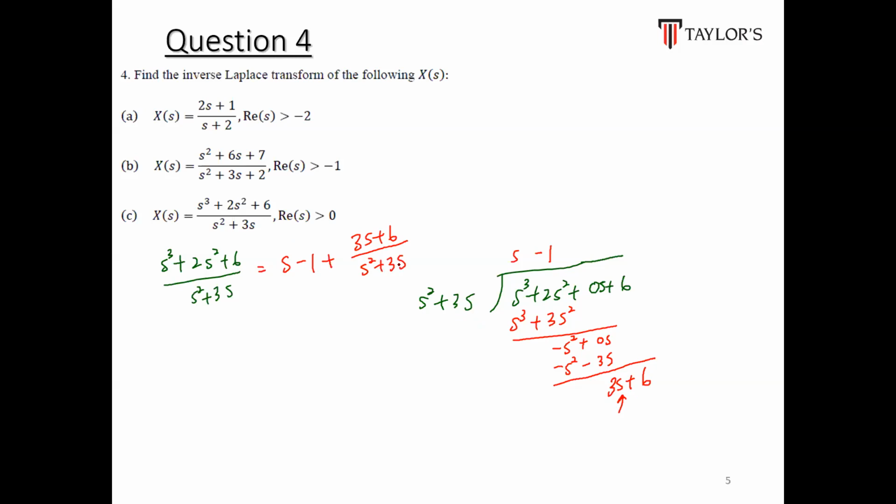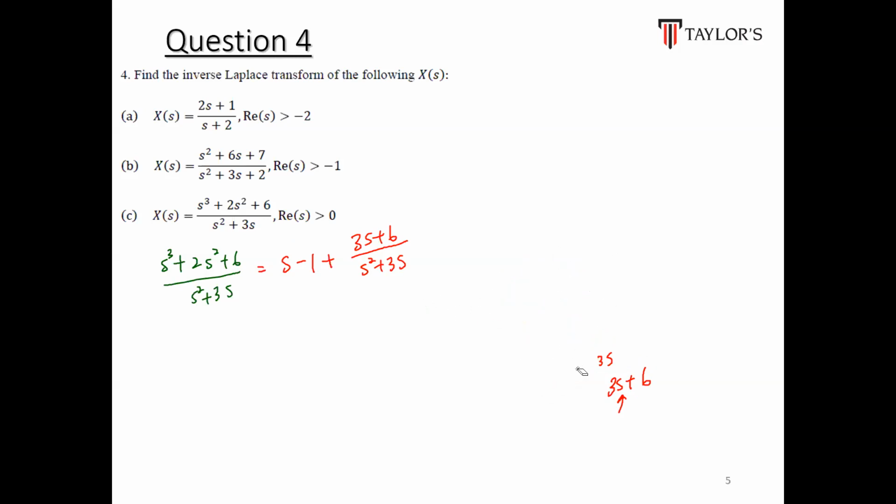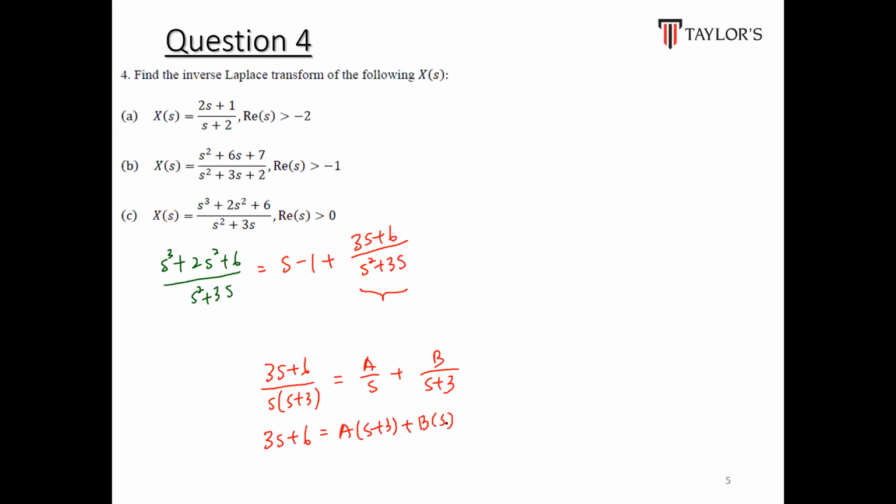All right, so this is after you do your long division, you will get this answer. But this is not the end yet. I erase off the long division. You will still need to do partial fraction on this side. So let us try. (3s plus 6) divided by (s plus 3) equals A over s plus B over (s plus 3). So 3s plus 6 equals A(s plus 3) plus Bs.